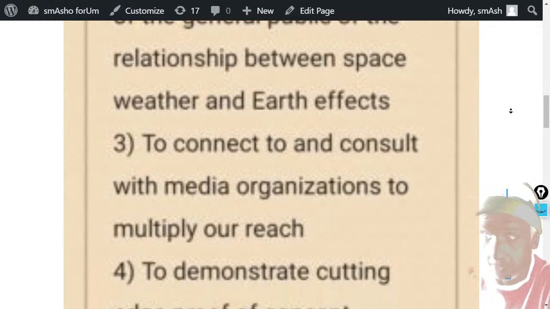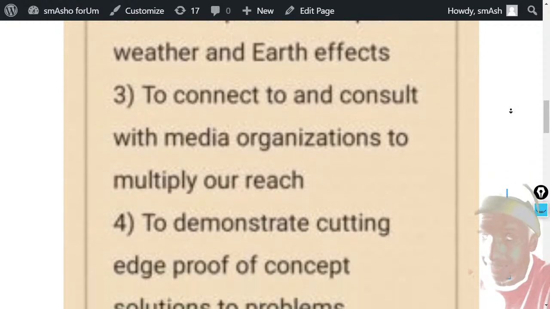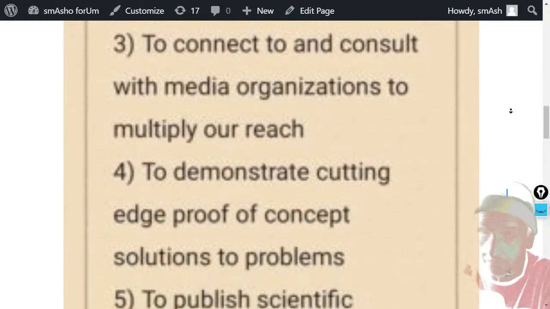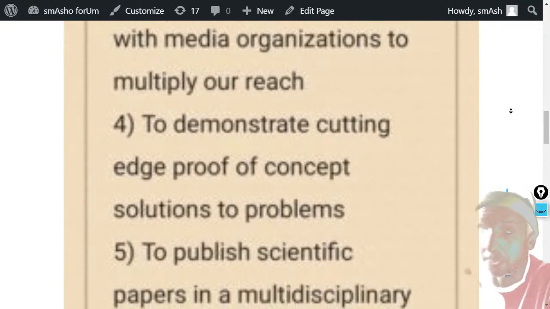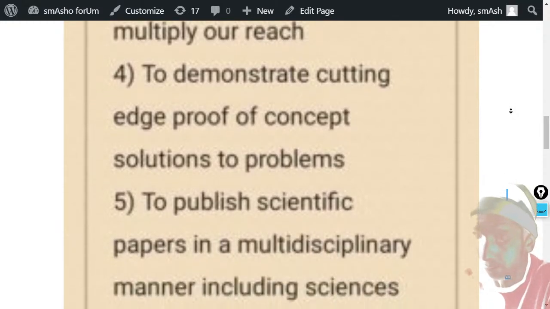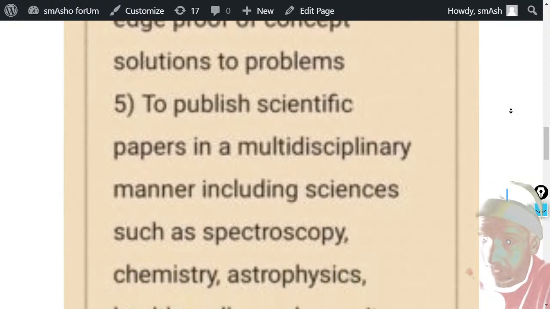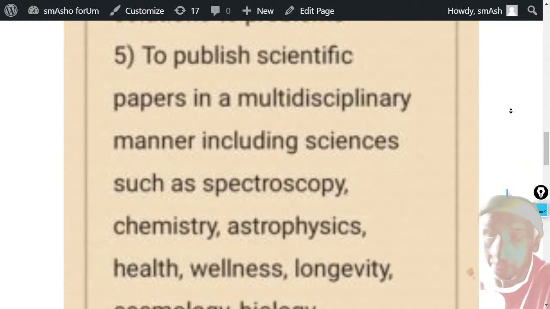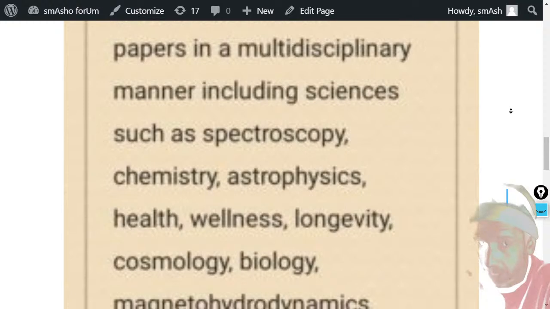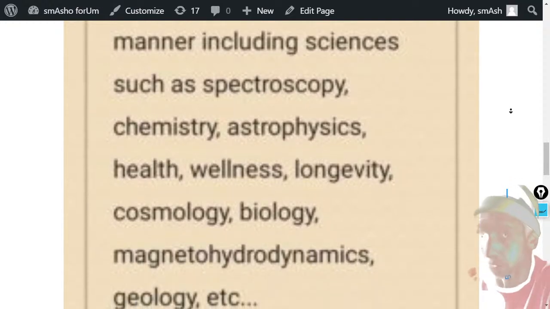I think I've just cited one of those. To connect and consult with media organizations to multiply our reach. To demonstrate cutting-edge proof-of-concept solutions to problems. More on that at a later time and in our playlists. To publish scientific papers in a multidisciplinary manner, including but not limited to the sciences that are scrolling up the screen.